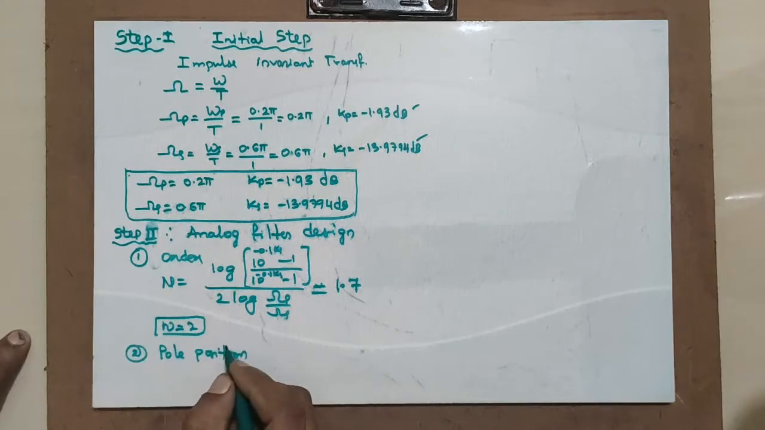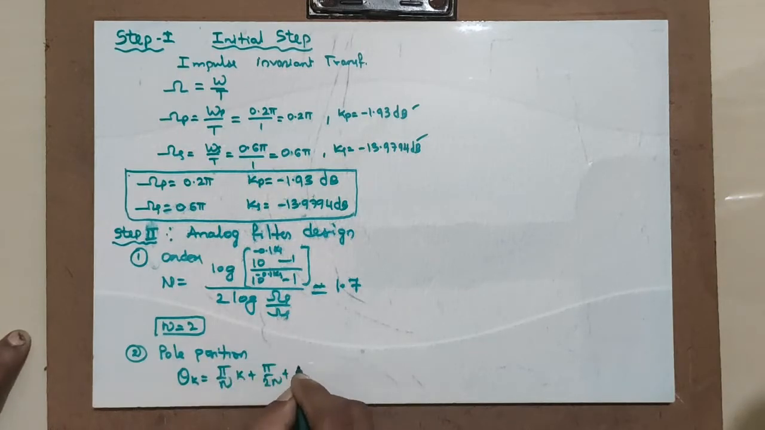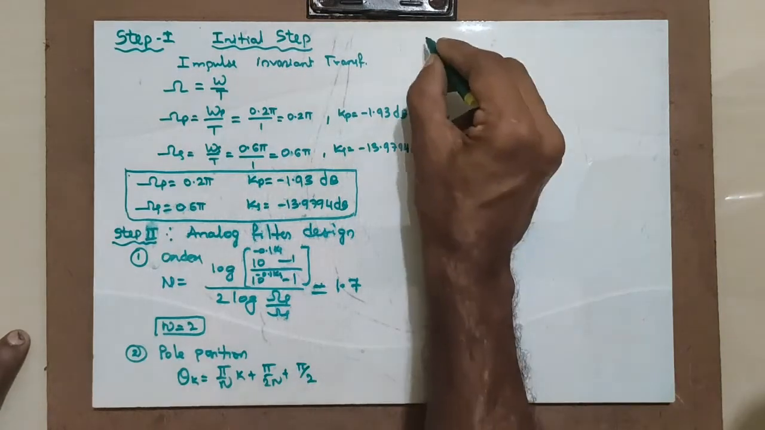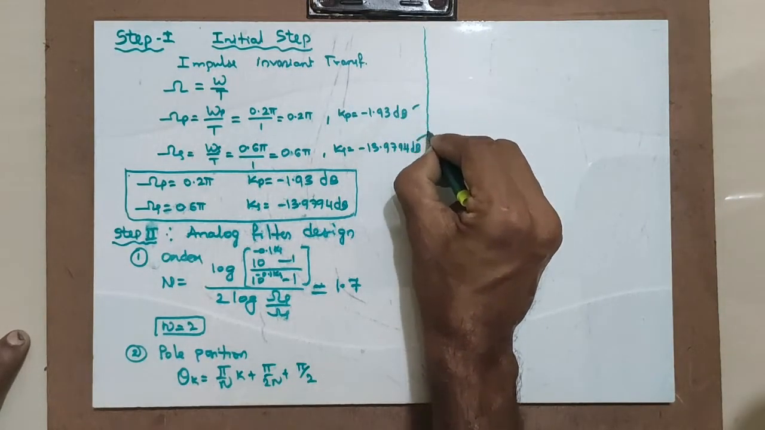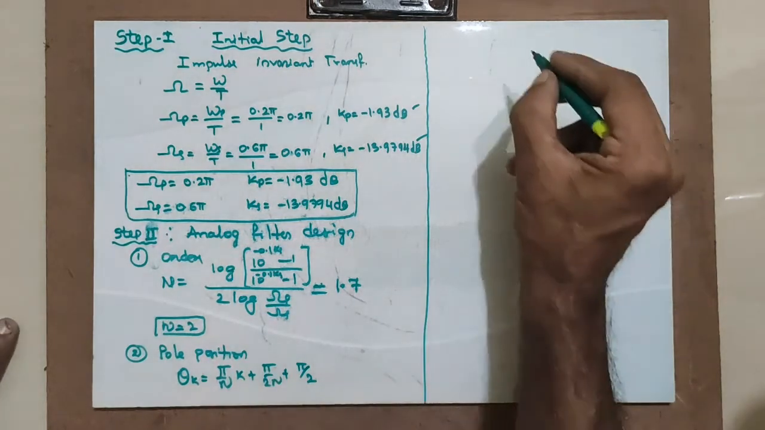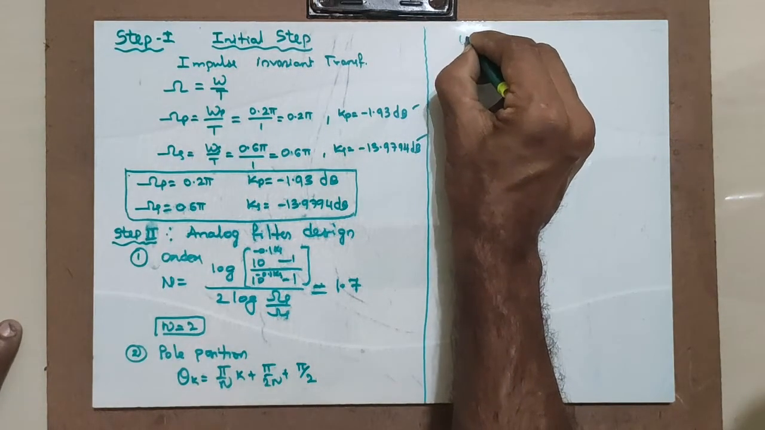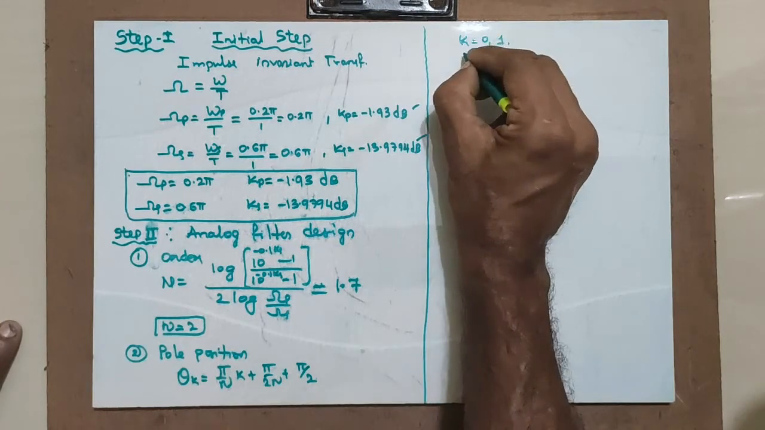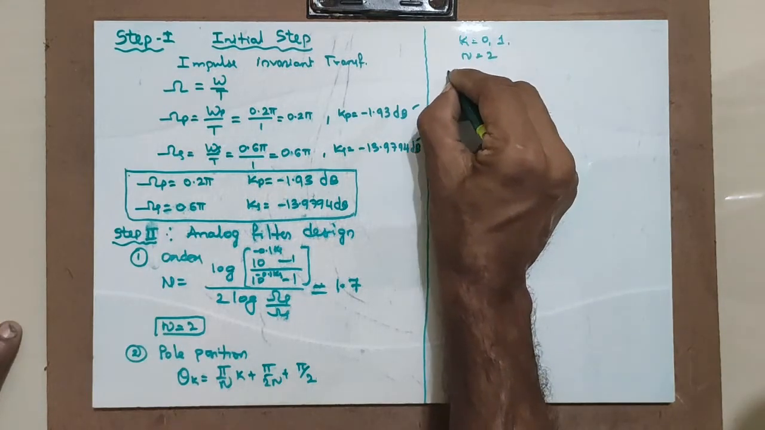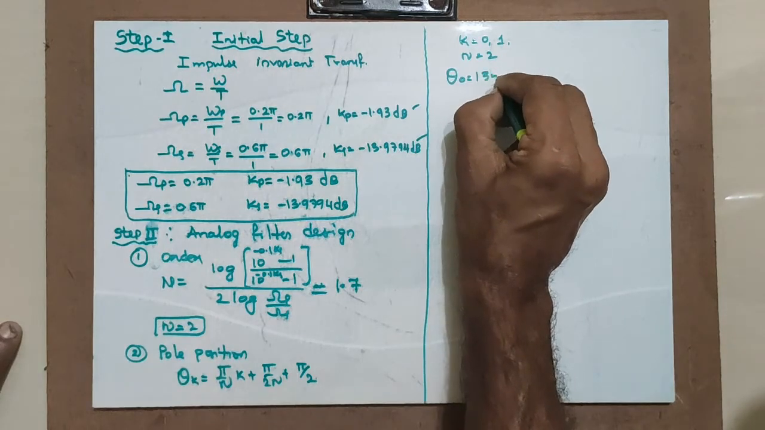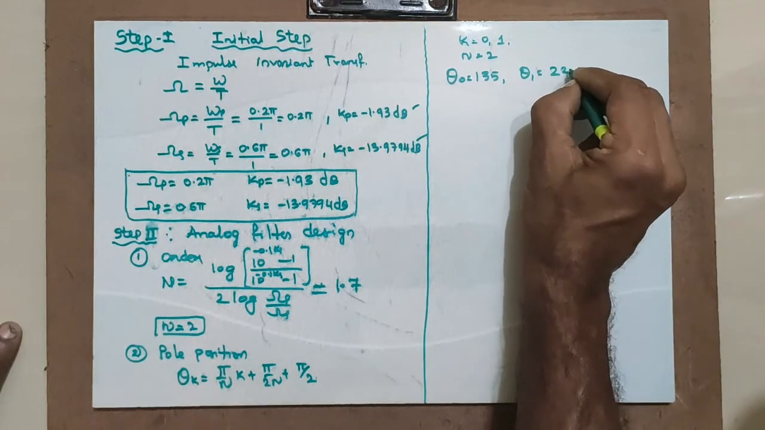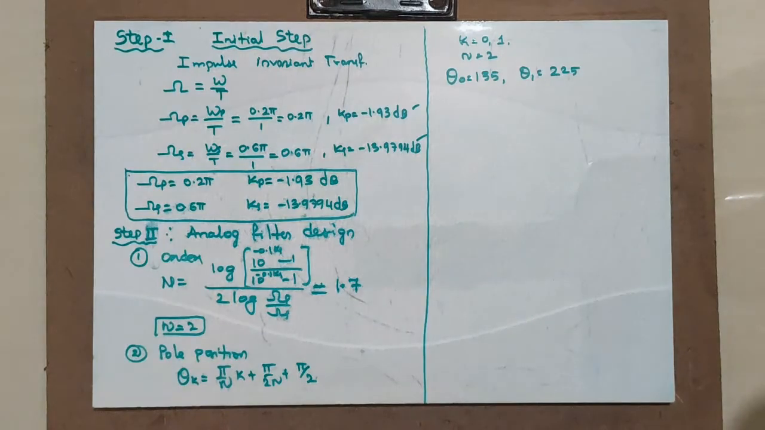Pole positions. How will you find the pole positions? You will be using theta k is equal to pi by n into k plus pi by 2n plus pi by 2. And you can find that in case of pole positions, k is equal to 0 and 1 and n is equal to 2, hence theta naught is equal to 135 and theta 1 is equal to 225. Okay, you got theta naught and theta 1.